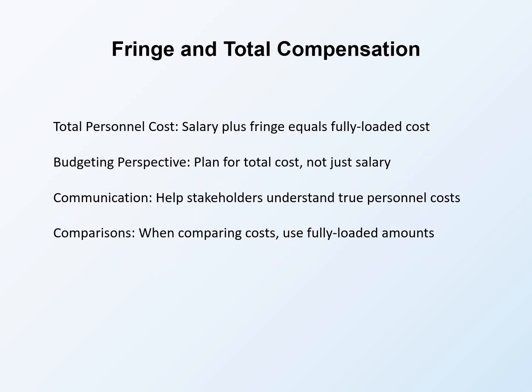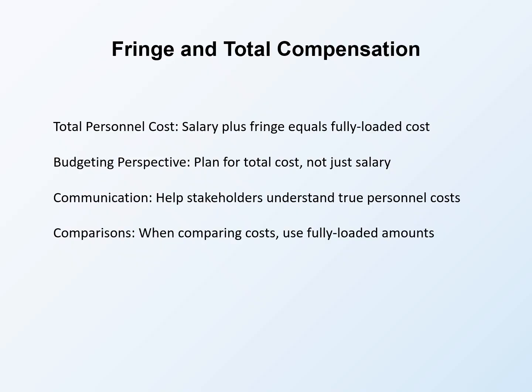Fringe benefits are integral to total personnel costs. Understanding this relationship helps you plan realistically and communicate effectively about project costs. Total personnel cost equals salary plus fringe, representing the fully loaded cost of employing someone. This fully loaded amount is what your project actually costs your organization, not just the salary figure. Budgeting should account for total cost. Budgeting perspective should focus on total cost, not just salary.